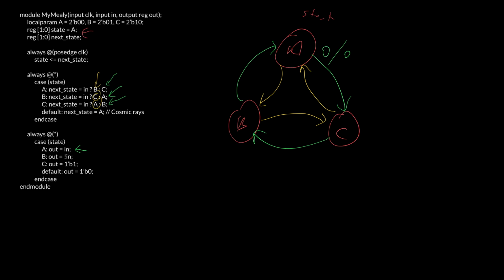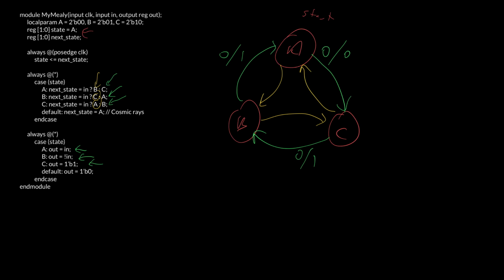If I'm in state B, then the output is the opposite of the input. So if I'm in state B and the input's a 0, the output is going to be a 1. And if I'm in state C, then the output is going to be a 1 no matter what.